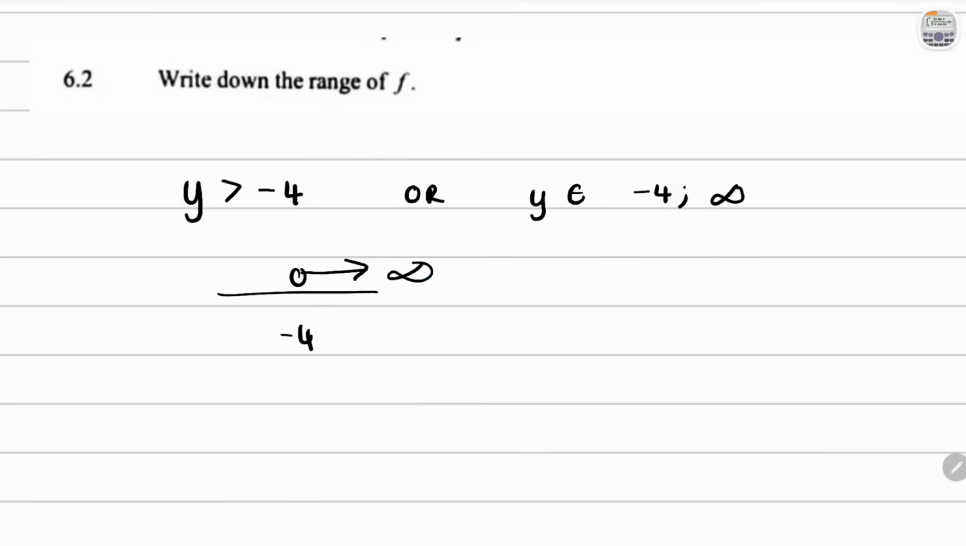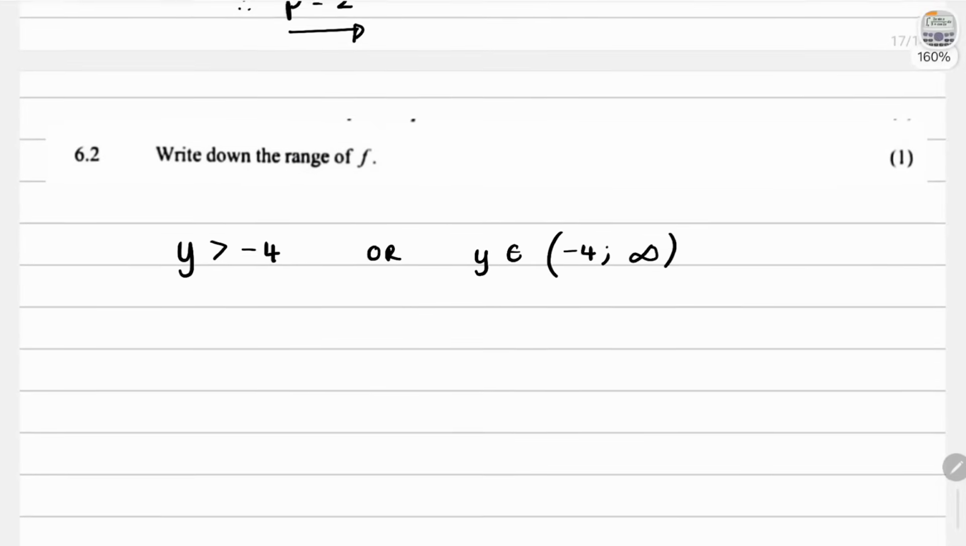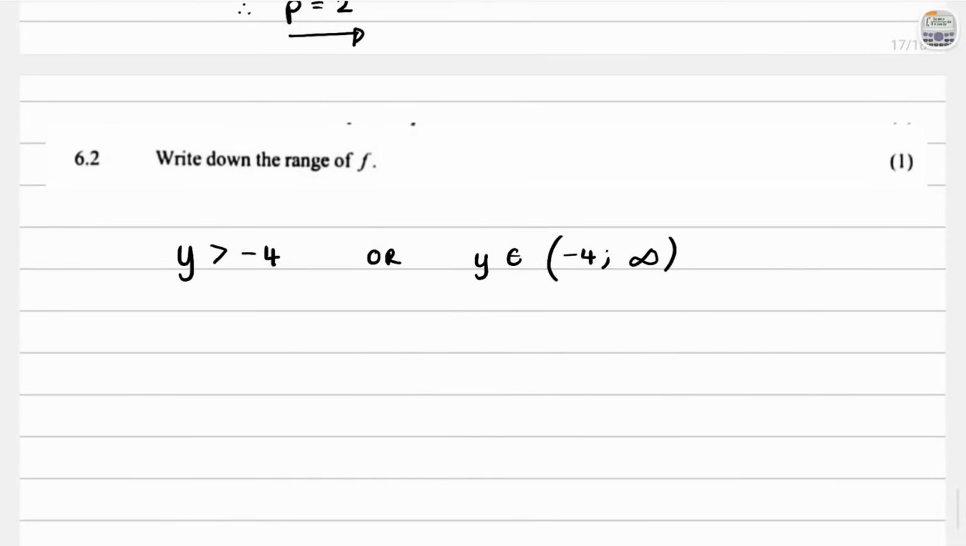Positive infinity. And you're going to use round brackets for both of them. For negative 4, it's because negative 4 is not included. The graph doesn't get equal to negative 4, but it's greater than negative 4. And then for infinity, infinity is not a fixed value, so it takes the round bracket. Okay, so that's it. Moving on to the next question.